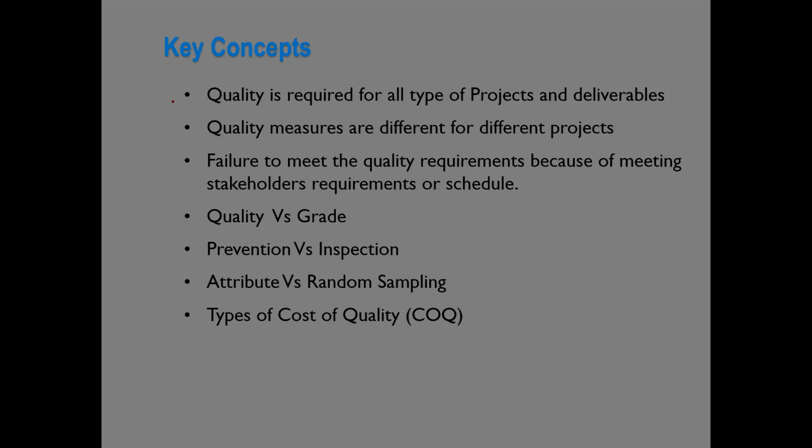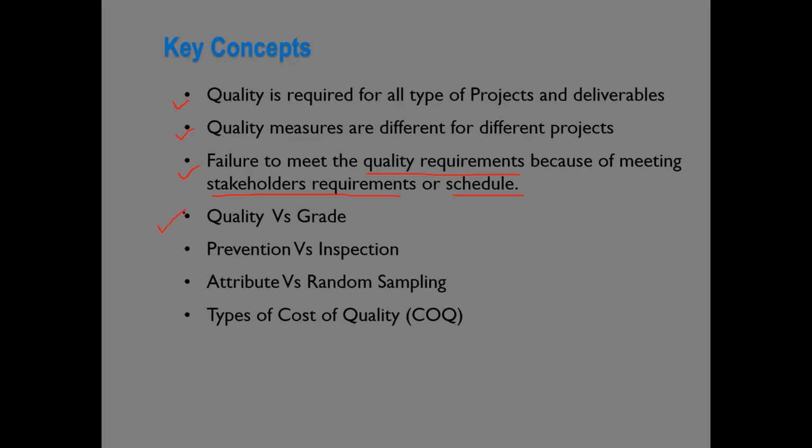Key concepts. Quality is required for all type of projects and deliverables. Quality measures are different for different projects. Failure to meet the quality requirements because of meeting stakeholders' requirements or schedule. So sometimes it happens that we cannot meet our quality requirements. That could be because of stakeholders or could be because of our scheduling constraints.